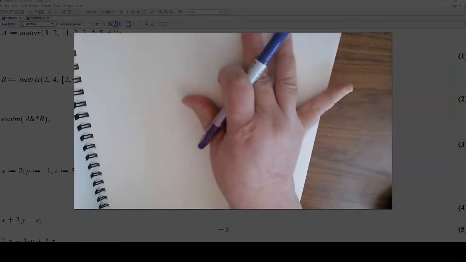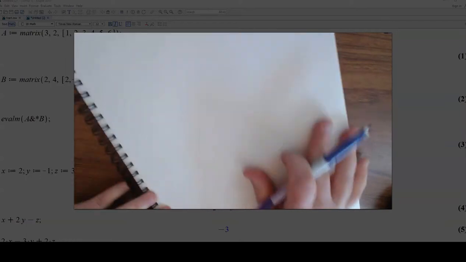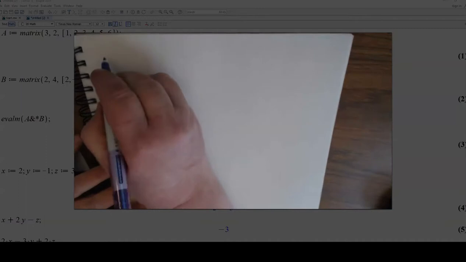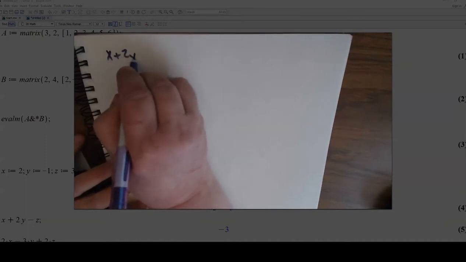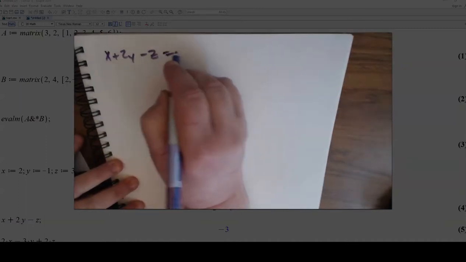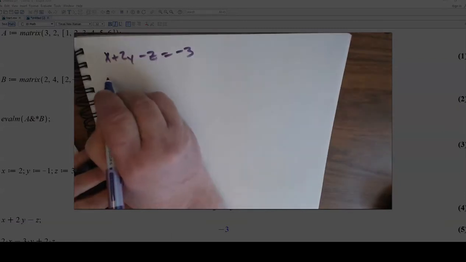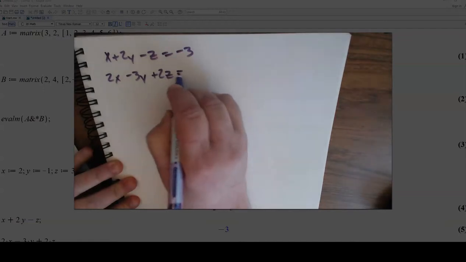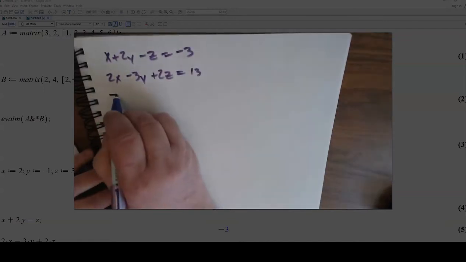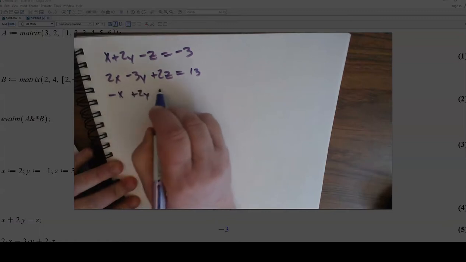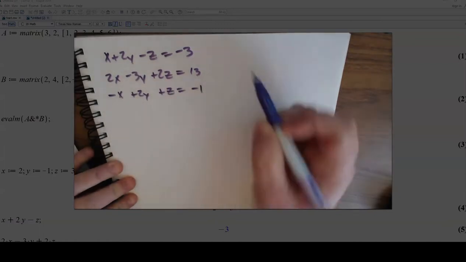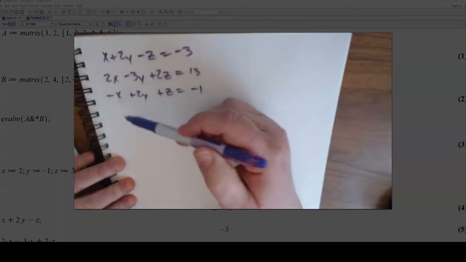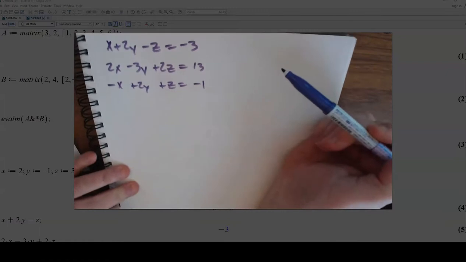Now, one quick thing to tell you what that means, because this one's easy. Suppose we had the system of equations x plus 2y minus z equals negative 3, and 2x minus 3y plus 2z equals 13, and negative x plus 2y plus z equals negative 1. Now, if we want to solve the system of equations, we would go through like this row minus twice that one. A lot of stuff we just did with the numbers. And that's what the matrices do.